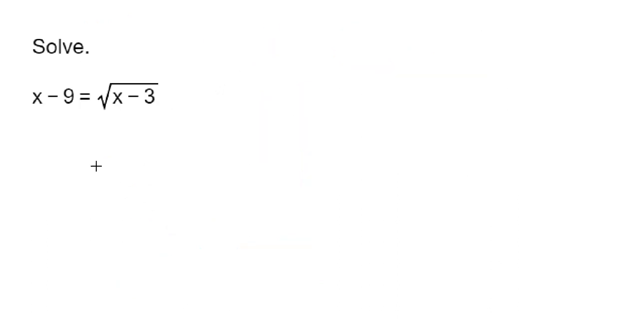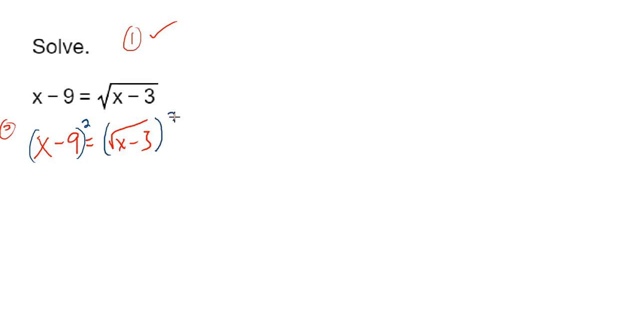Let's try another problem. So again, step 1 in this case is already done for me. The radical, the square root, is already by itself on the right-hand side of the equation. So we're good with that. It's okay if it's on the right-hand side, as long as the square root is by itself. So we'll go ahead and move to step 2, which is we will square both sides of the equation. So I'll square the entire left-hand side and the entire right-hand side. On the right-hand side, the same thing happens as it did in the previous example. The square root cancels out with the power of 2.